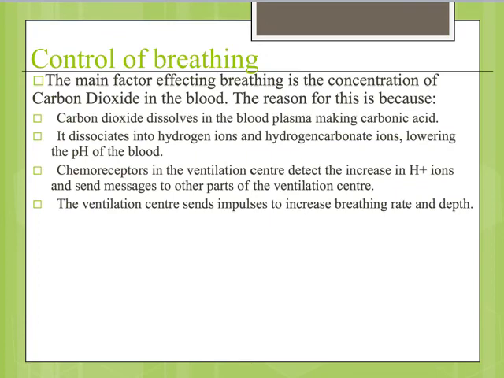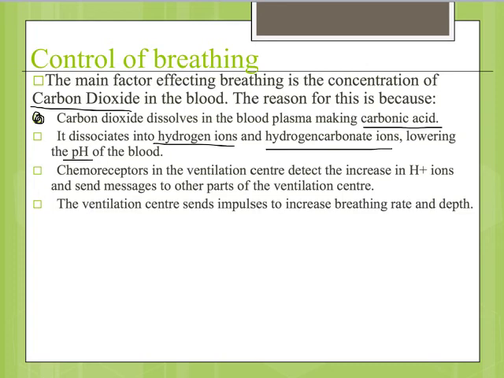So your breathing rate is controlled by the ventilation centre, and actually the thing that affects your rate of breathing the most is the amount of carbon dioxide in the blood, or the concentration of carbon dioxide in the blood. The reason behind that is basically carbon dioxide, when you've got a lot of it, will dissolve in the blood plasma, forming something called carbonic acid. And it often will dissociate into hydrogen ions and hydrogencarbonate ions. That ultimately lowers the pH of the blood, so it makes the blood more acidic.